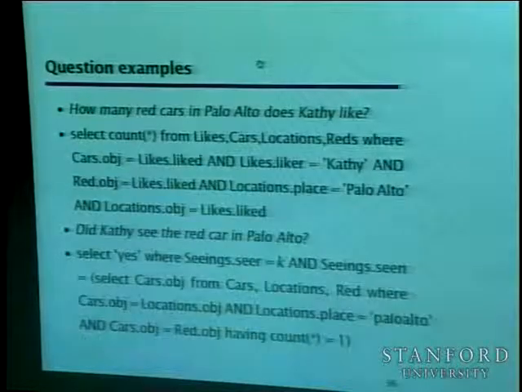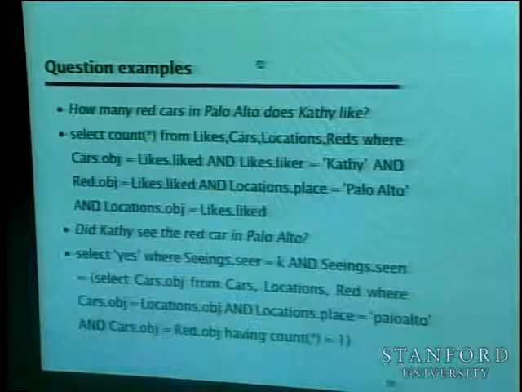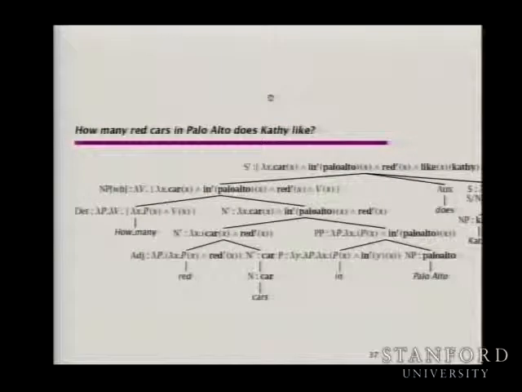And we can keep on going to examples like this. How many red cars in Palo Alto does Kathy like? Or did Kathy see the red car in Palo Alto? So at this point, I'm starting to be in the space that the trees that you have to build are too large to fit in my narrow margin. So you'll just have to believe me that the proofs work out okay. But they do, or the derivations work out okay.